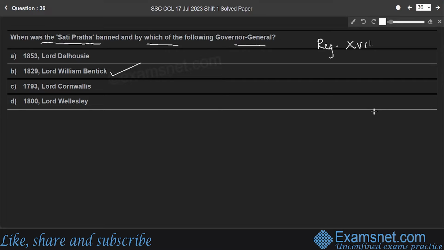Therefore, option B is the answer, right? So in 1829, Lord William Bentinck, right, banned sati pratha, right? Therefore, option B is the right answer.